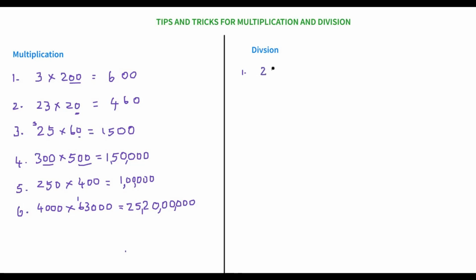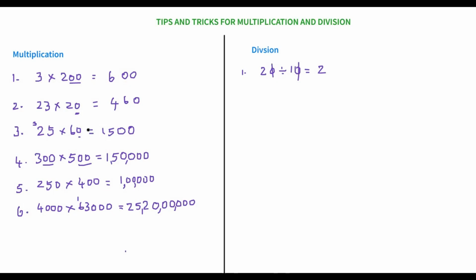We have 20 divided by 10, which is very easy. You can directly tell me it's 2, but I'll explain the steps. Whenever we have zeros at both ends, we can cross out the zeros. So 2 divided by 1 is 2, which is very easy. Whenever we have division, we cross out the zeros.